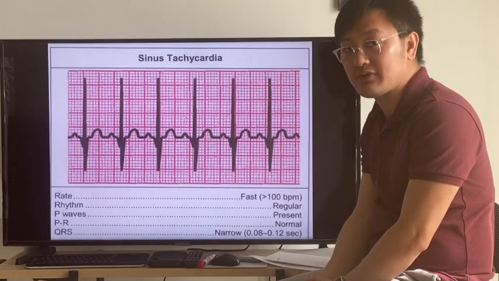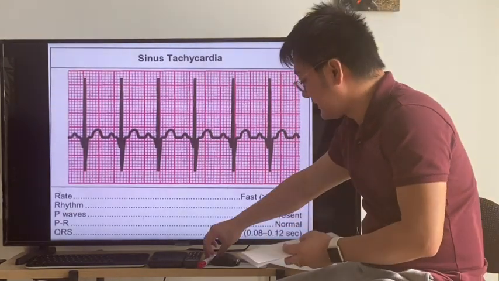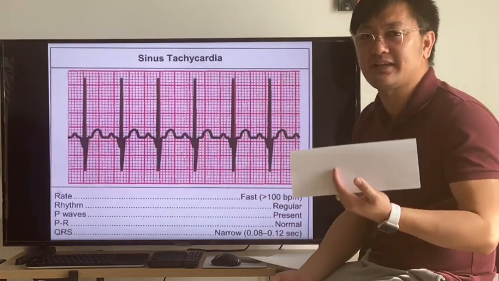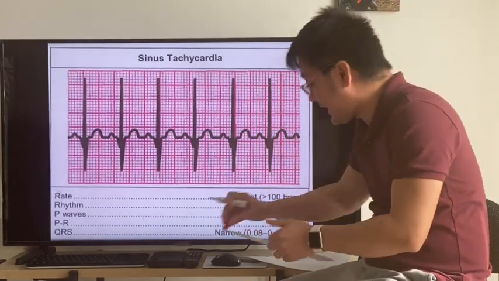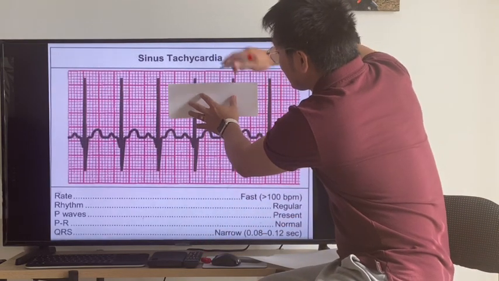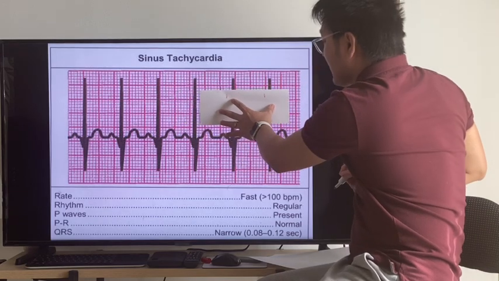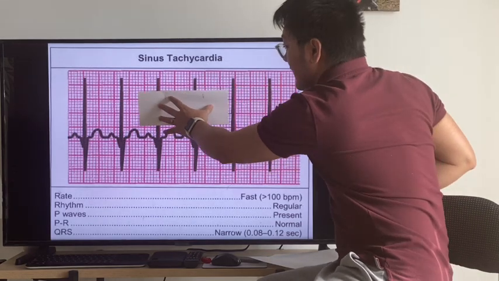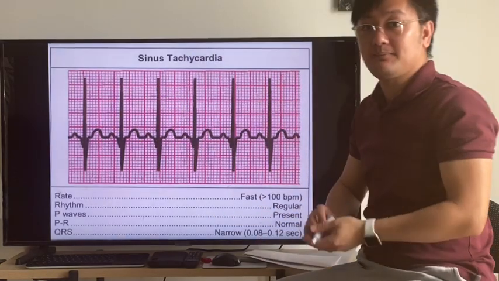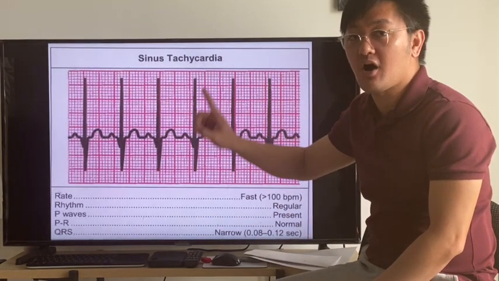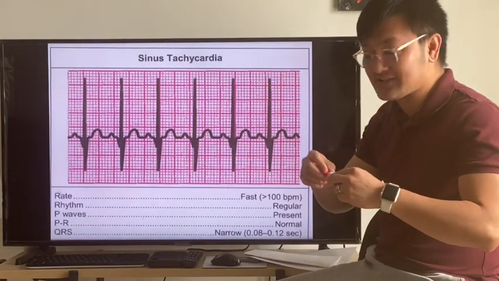Now, check for rhythm. Do you think we have rhythm in this specific tracing? Even without using a caliper, even without using a bond paper to check their interval, their spacing, we can clearly see by merely looking at it that there is rhythm. Am I right? Okay, there is rhythm. So if there is sinus rhythm, but the heart rate is more than 100, this is what they call your sinus tachycardia.